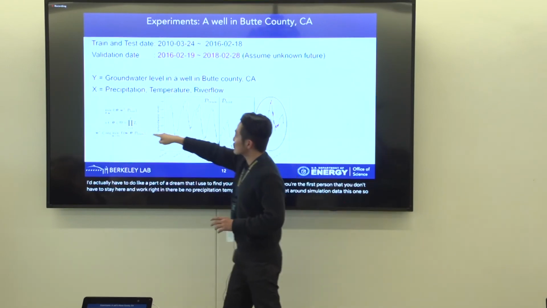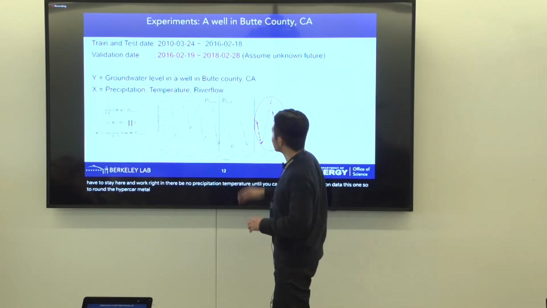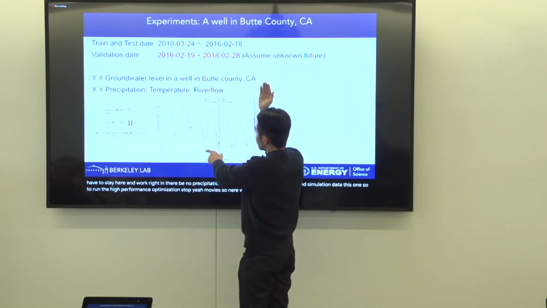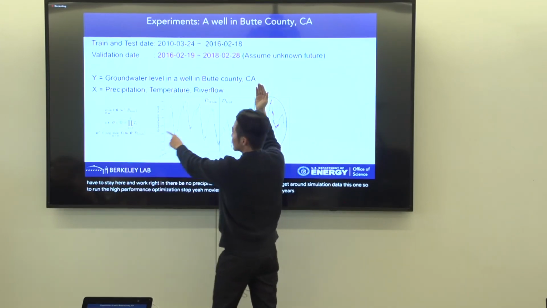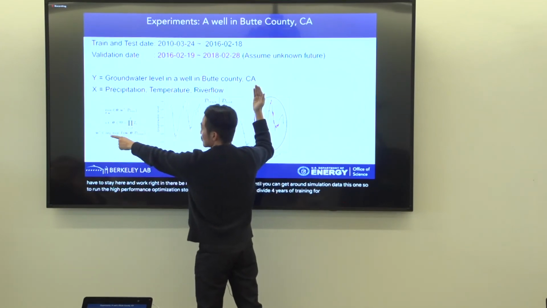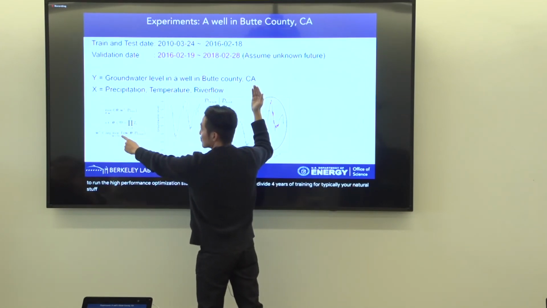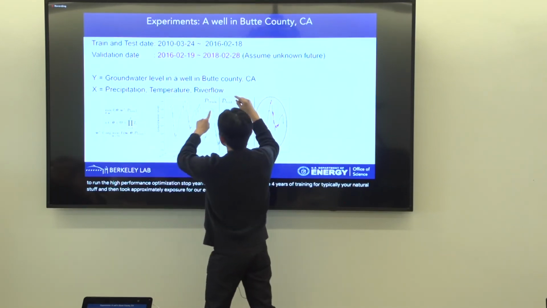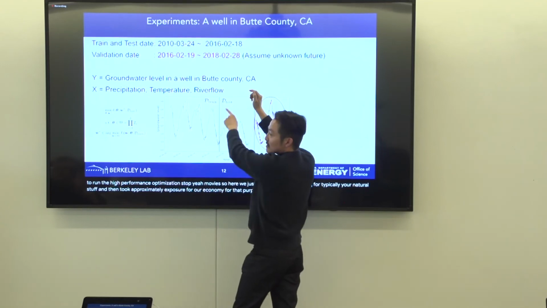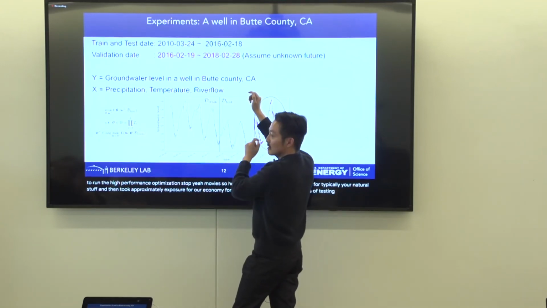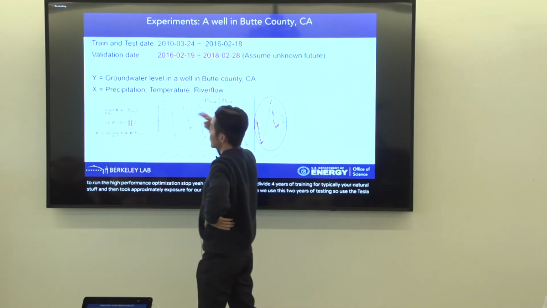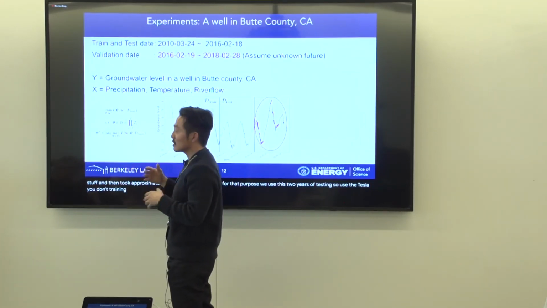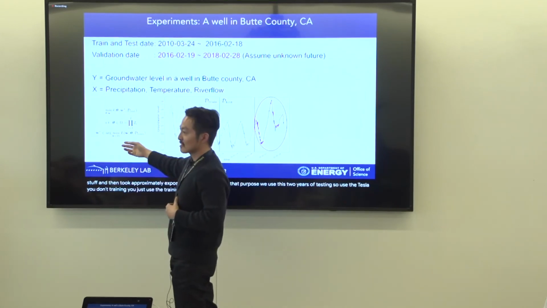So to run the hyperparameter optimization, we remove this one. Here we just divide 4 years of training data for typical neural network training, and then to approximate the loss function for our upper level, we use these 2 years of test data. We don't use test data during the training. We just use train data for training.